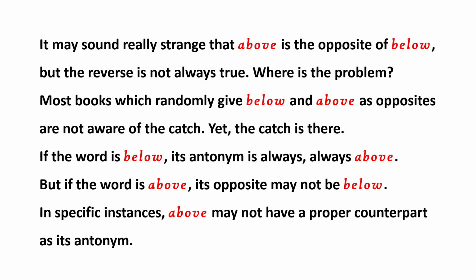If the word is below, its antonym is always above. But if the word is above, its opposite may not be below. In specific instances, above may not have a proper counterpart as its antonym. There will be cases where the word above does not have a proper single word counterpart as its antonym. So, the word above may not have below as its opposite in certain instances. Where is the catch and where is the problem? Let us analyze.